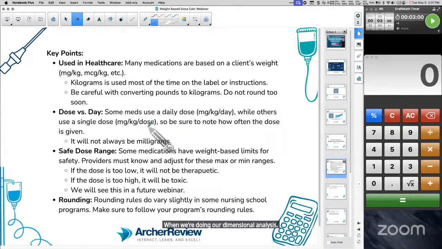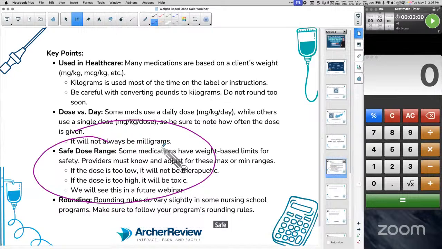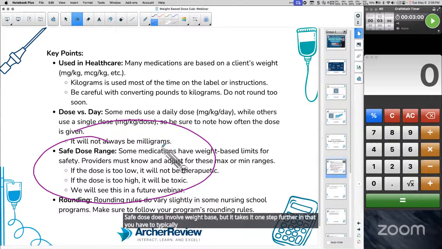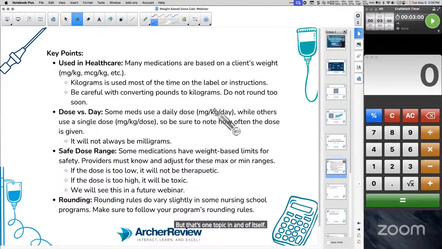Now, later on in the future, I will be doing an entire webinar on safe dose. Safe dose does involve weight base, but it takes it one step further in that you have to typically find a minimum value and a maximum value. And you, as the provider, want to stay within that range. But that's one topic in and of itself. Today, I'm really going to focus on things like this right here.